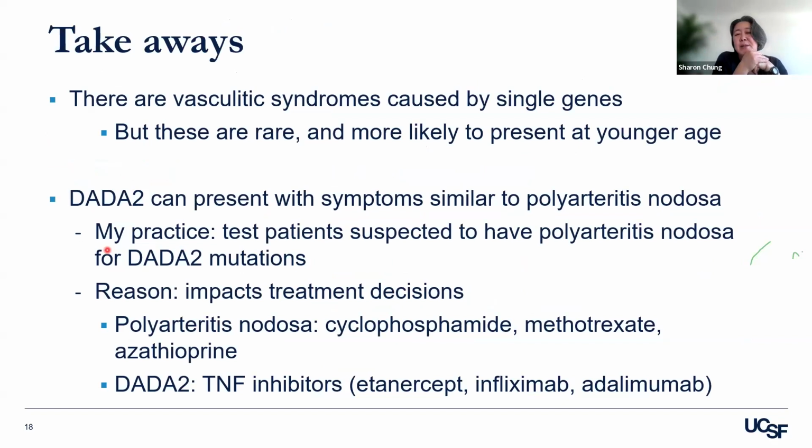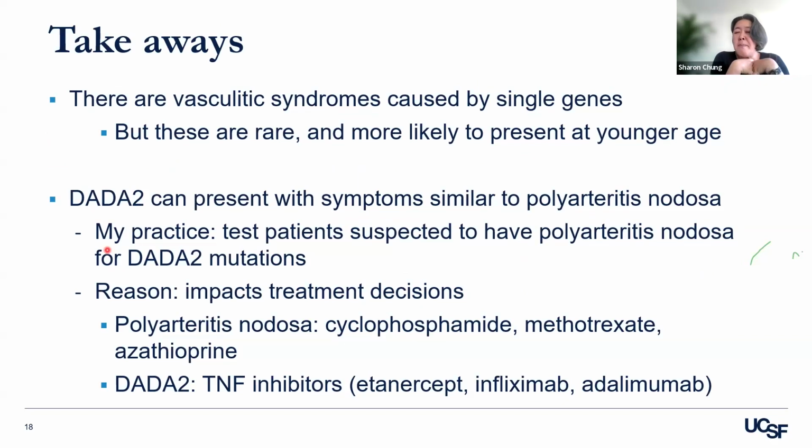So just some takeaways from this. There are vasculitic syndromes caused by single genes, but these vasculitic syndromes are pretty rare and more likely to present at younger ages. We think about DADA2 as kind of like a single gene subset of polyarteritis nodosa. And what does that mean for my practice? So in my practice, I test patients suspected to have polyarteritis nodosa for DADA2 mutations.